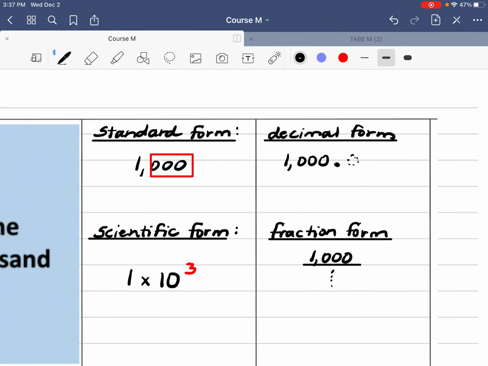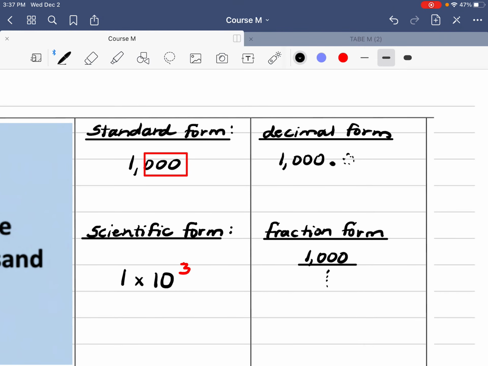Everything inside this door is equal. I want you to really understand what I'm saying there. You can write a number in any of those 3 forms and it means exactly the same amount. If I have $1,000, I can write it as standard, I can write it as decimal, I can write it as fraction or scientific, and I still have $1,000.